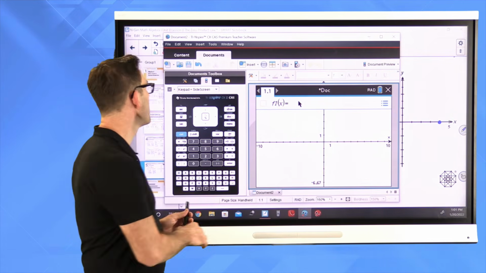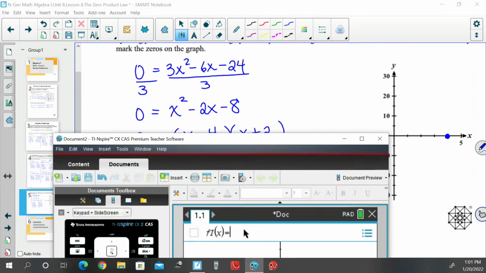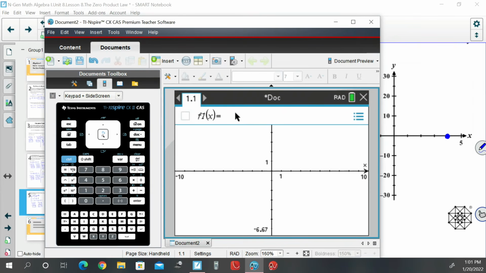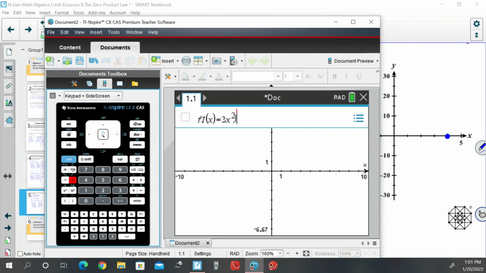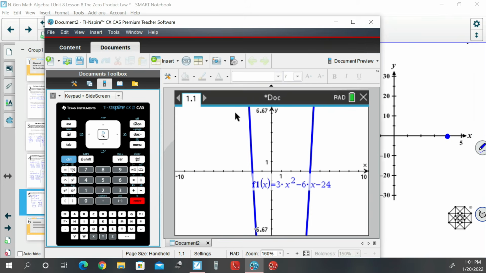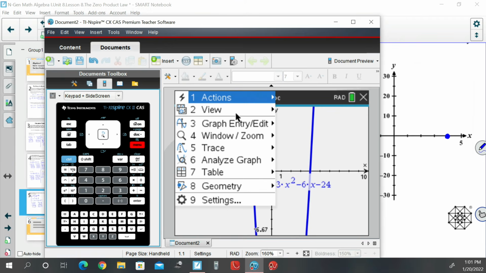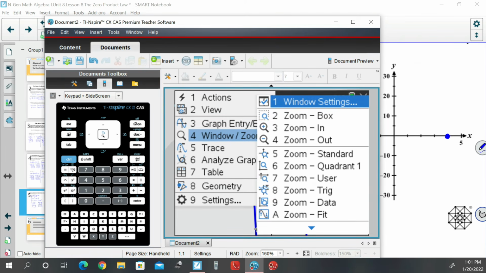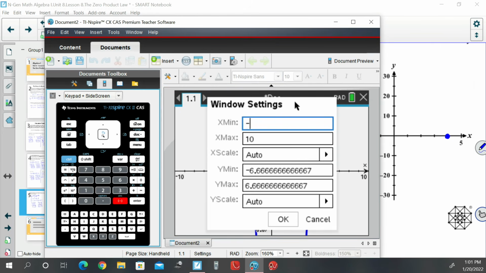All right, let's put that function in. That function was 3x squared minus 6x minus 24. So 3x squared minus 6x minus 24. Enter. All right, I want to get that window. That window goes from -5 to 5. And then the y window is much larger. Actually, the y window goes from -30 to 30.